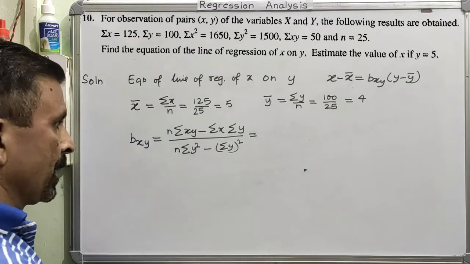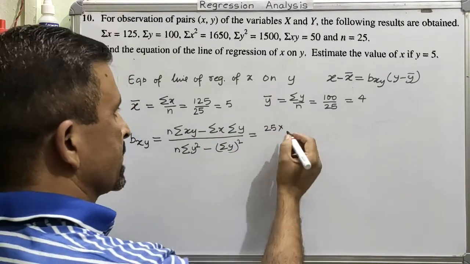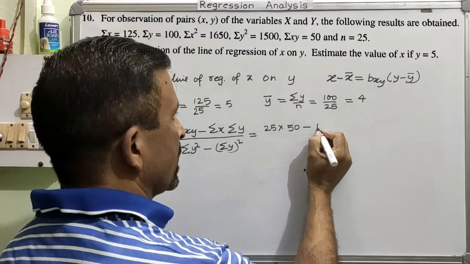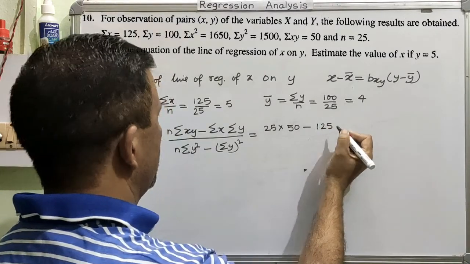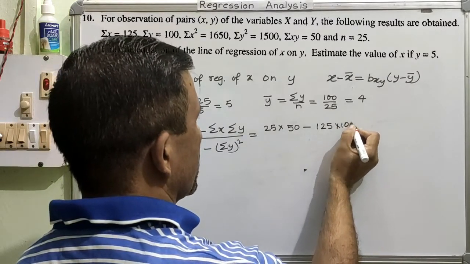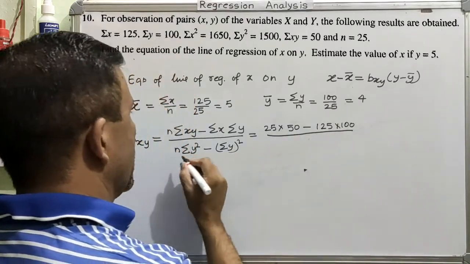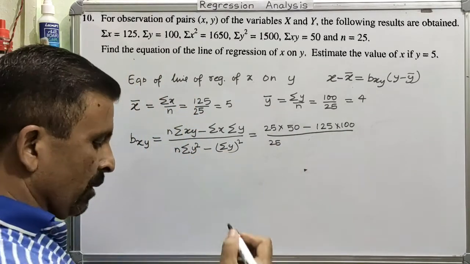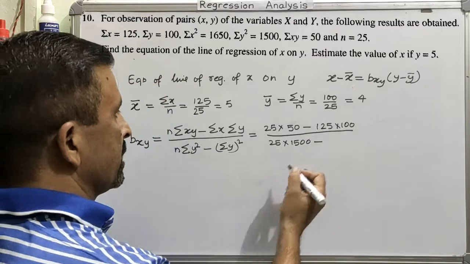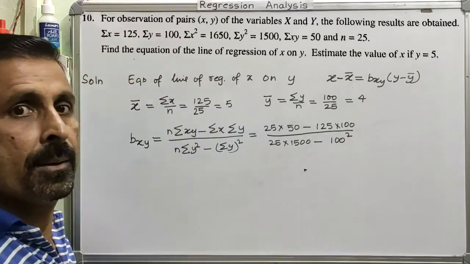So let us calculate. N is 25, right? Sum of all the product of x and y is given 50 minus sum of all the x is given as equal to 125, and then sum of all the y is given as equal to 100. Am I clear? Now in the denominator we will have again n, which is once again 25. Sum of all the y square is 1500 minus sum of all the y, that is 100, whole square. Is it all right?